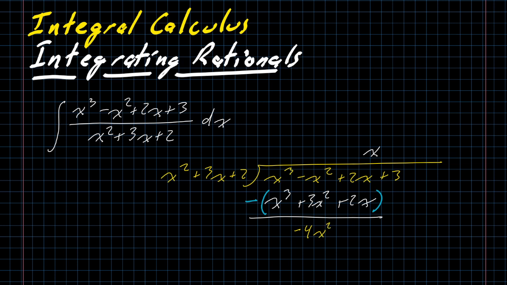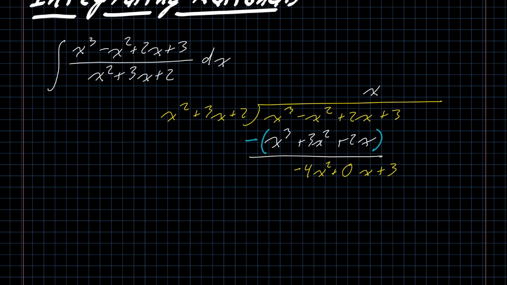2x minus 2x is 0x, and yes, I am going to write down the 0x. It will be a nice placeholder. It will make my life easier. Drop down the next term, which is plus 3. Now repeat. X squared times minus 4 will give me minus 4x squared. And when I multiply, I get minus 4x squared minus 12x minus 8. And then I have to subtract that.